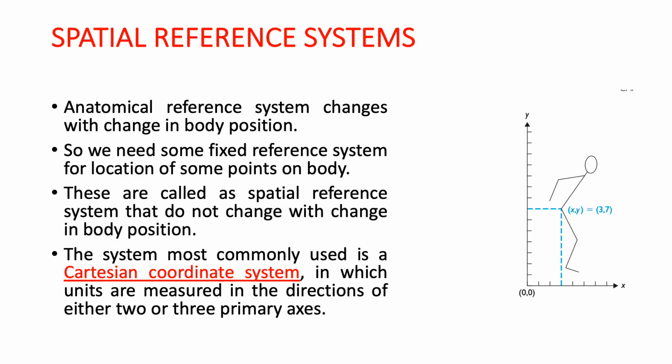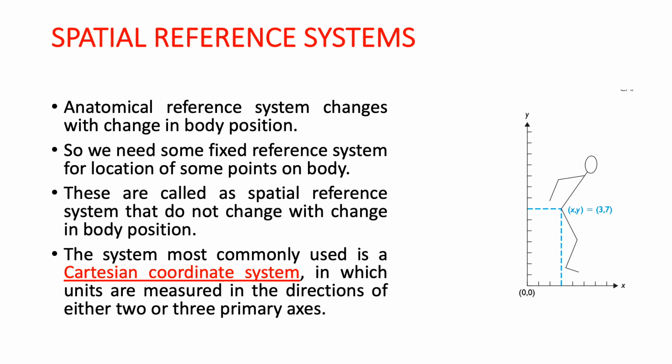Now coming to the last section of this video lecture, which is spatial reference systems. Up till now we have talked about the things which can move. Anatomical planes move with the body, anatomical reference axes move with the body, but we need to have something which is fixed to pinpoint something. For that we need spatial reference systems. So this is the difference: this reference system is fixed, the earlier one is movable. This one is fixed, right?